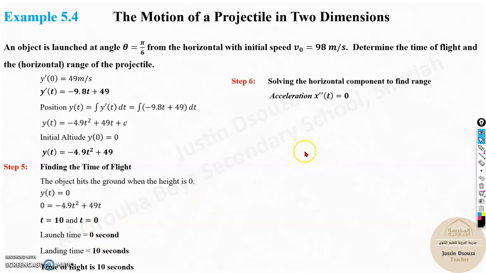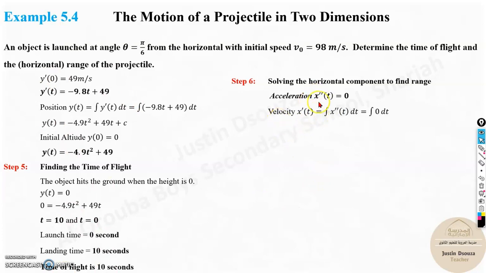Now, step 6. Over here, we finished time of flight. What is remaining? The horizontal range of the projectile. Now we are dealing with x acceleration. Now you can see x double dash. In the previous section, it was y double dash, which was vertical. Now it's horizontal, x double dash.